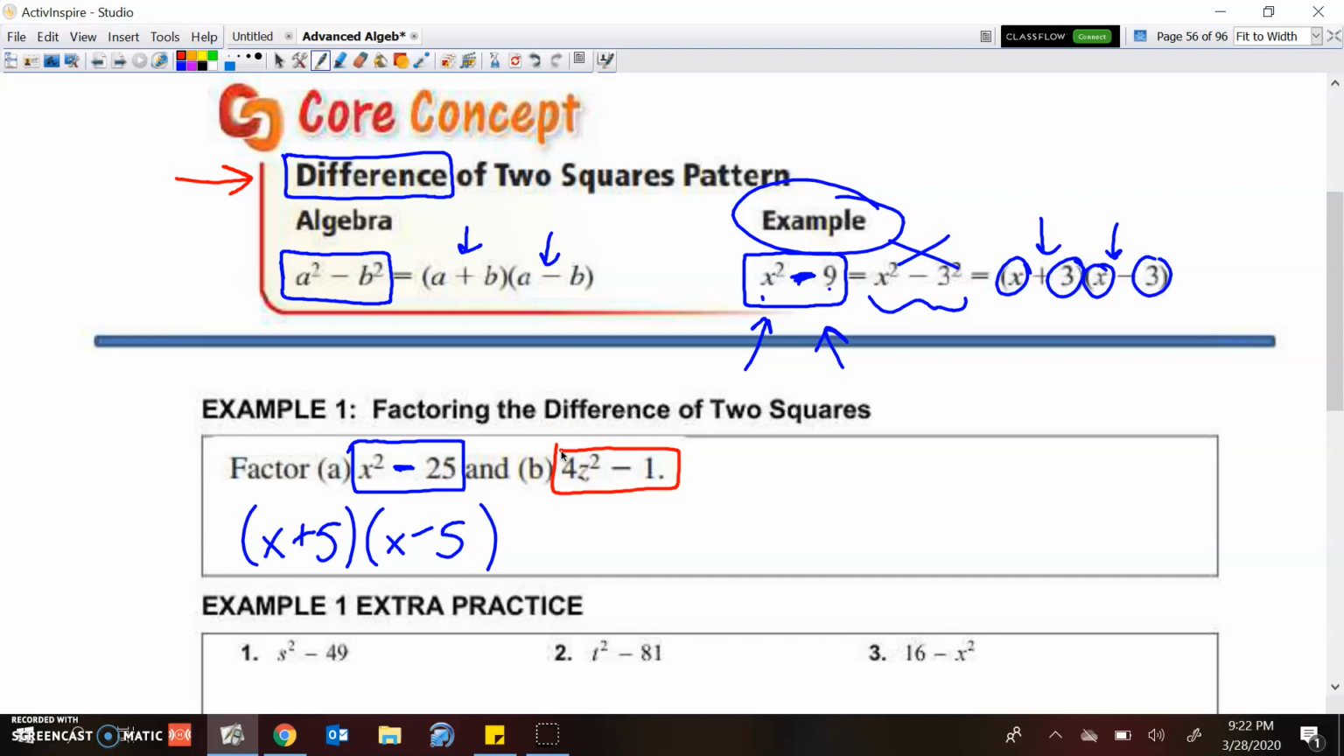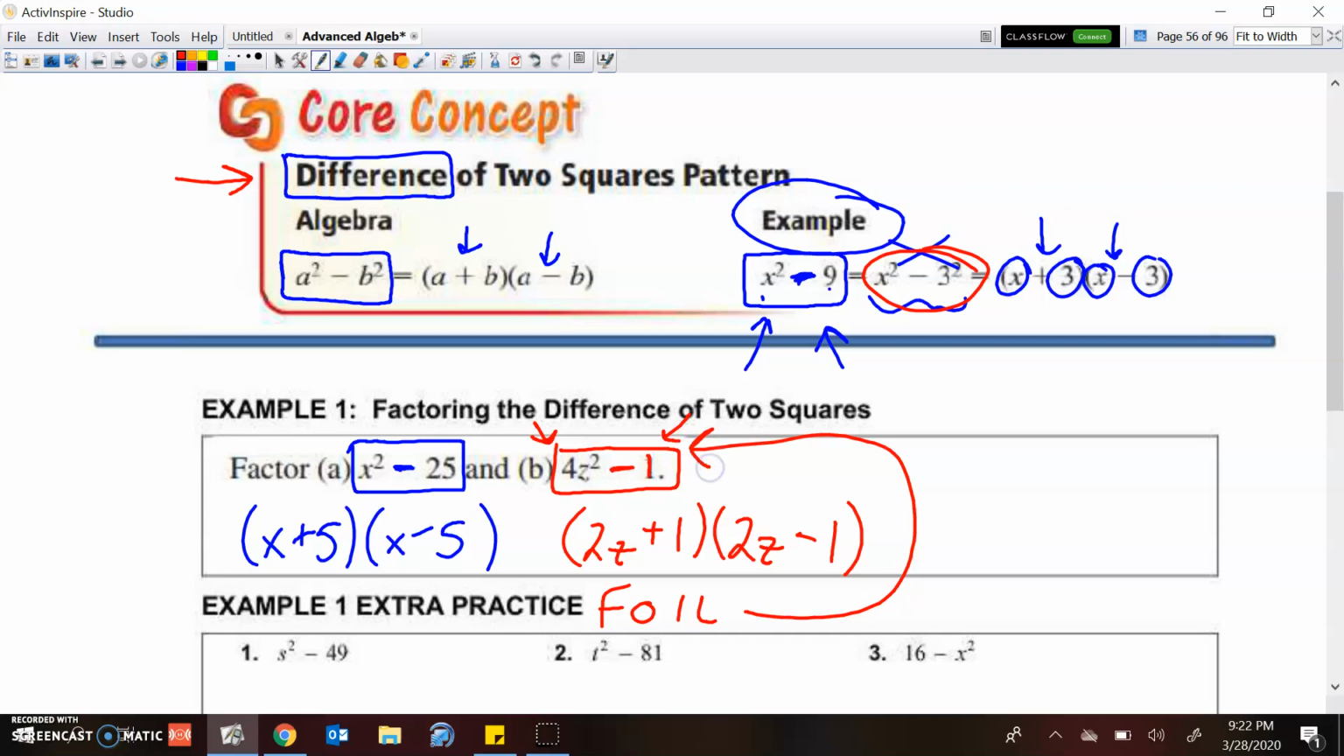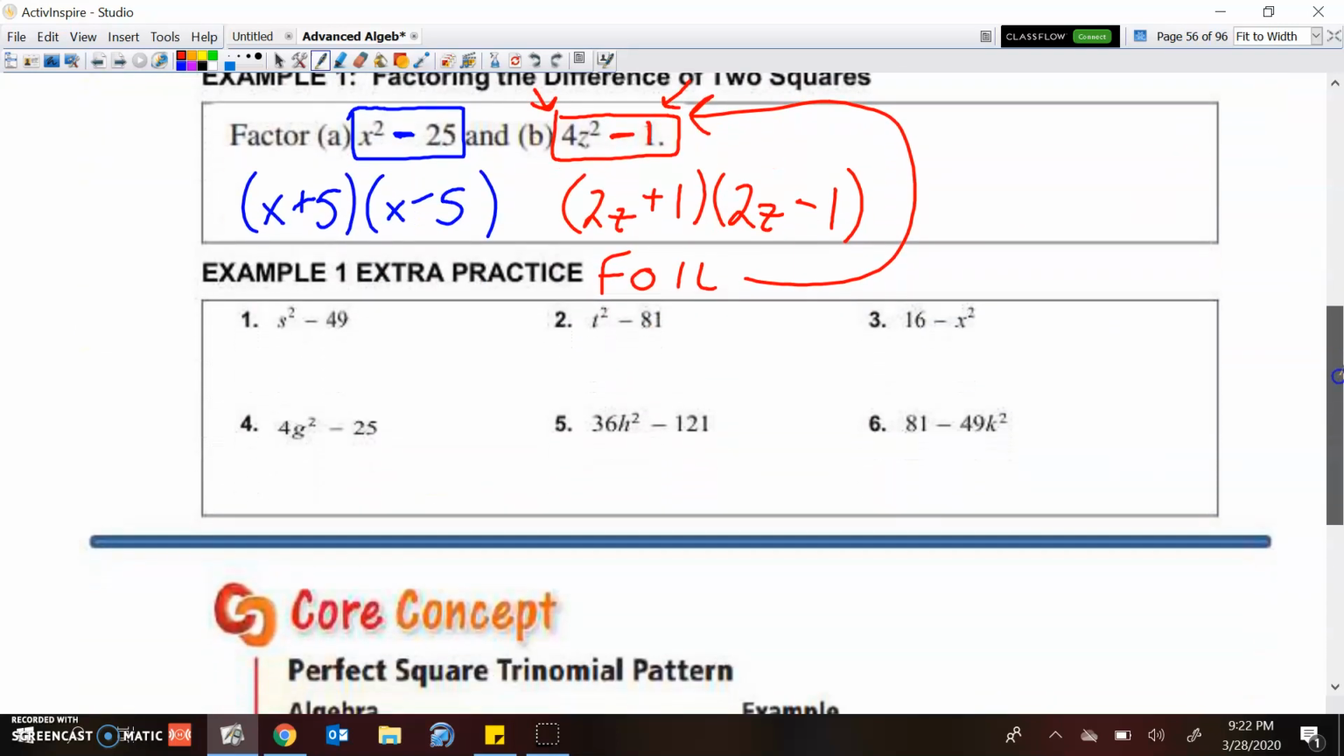So here, this is a perfect square, this is a perfect square. So the square root of 4z squared is 2z, meaning when I say the square root, I'm thinking what number times itself equals 4z squared. So 2z times 2z is 4z squared. Square root of 1 is 1 and 1. Because there was a subtraction in there, I can do plus and minus. Now, if you're wondering how this works, that's what they're showing us here. But you can also just FOIL this out, and you're going to see it's going to get you back to the original, okay?